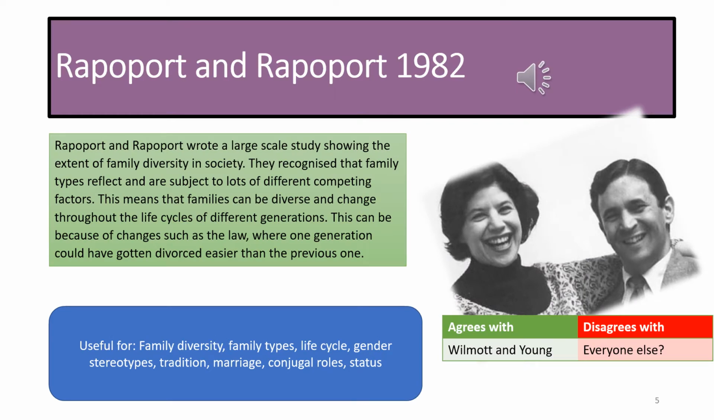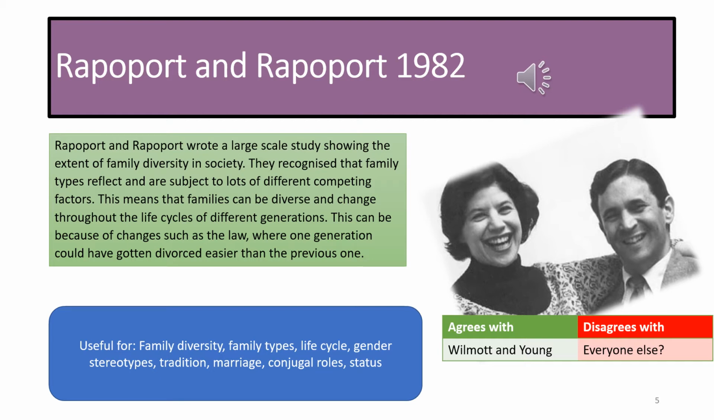Rapoport and Rapoport, writing in 1982, just like Oakley. It's hard to know where to put this husband and wife in terms of perspectives. You could say that they kind of agree with Willmott and Young because they're mapping the changes in the organisation to the family types in Britain, but therefore do they disagree with everyone else? It's a hard one to say. What they're really useful for is any essay on family diversity, on changes, on stereotypes, all the stuff below in the blue box.